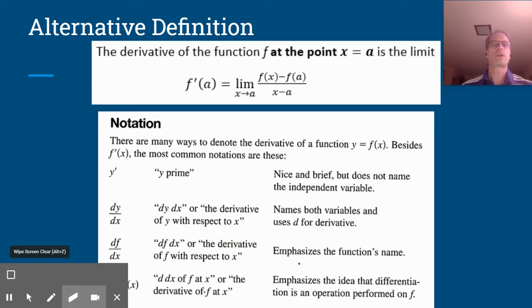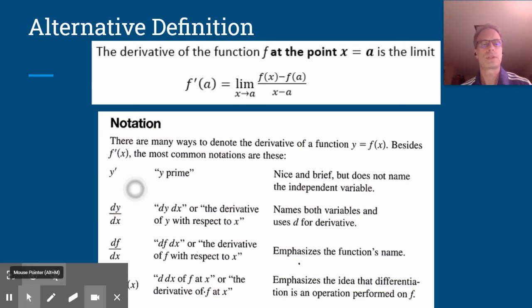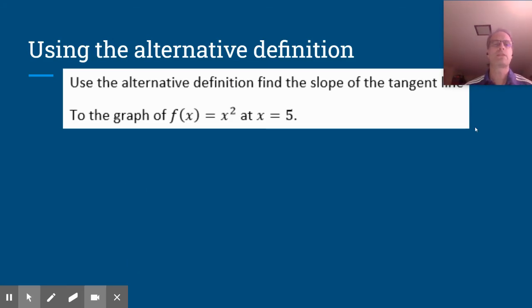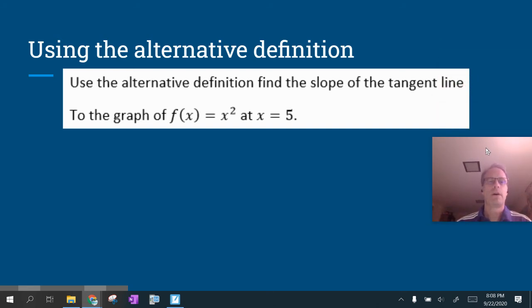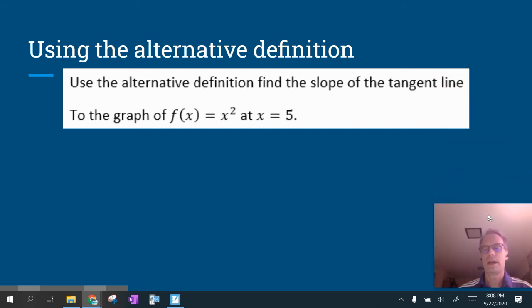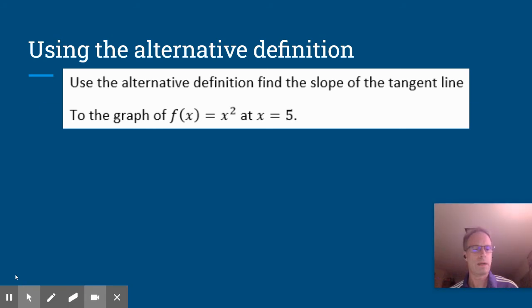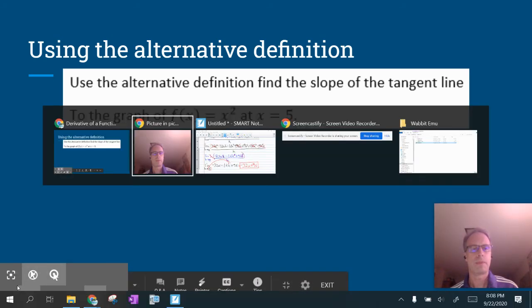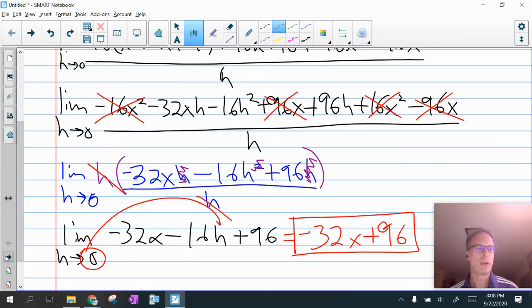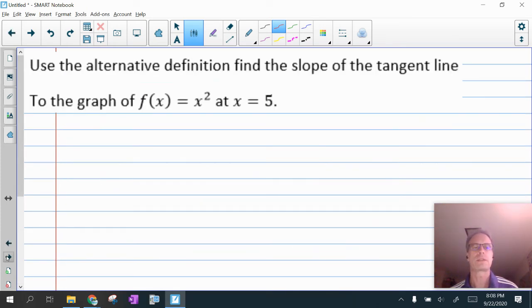So let's go back to the alternative definition. Let's do an example with that, and let's see what we can do with this here. Okay, it says use the alternative definition to find the slope of the tangent line to the graph of f of x at this point. Okay, give you guys a second to copy this down. And now I am going to switch formats again. Okay, come on. And here we go. And I've copied it once again into this.